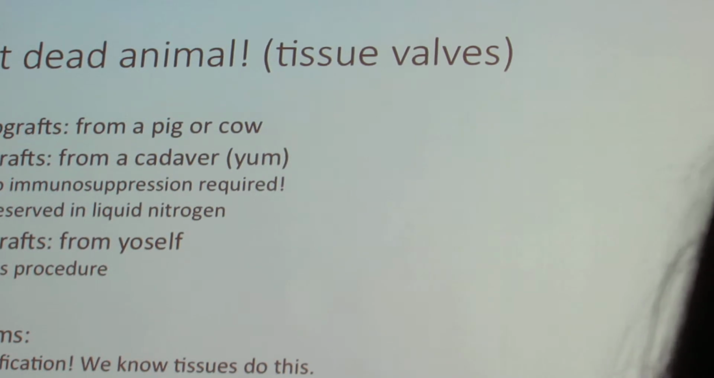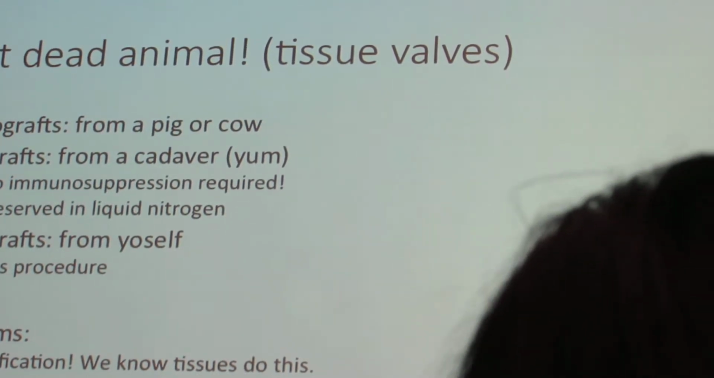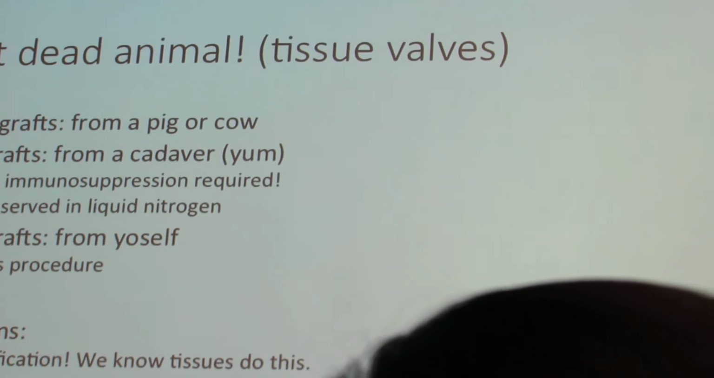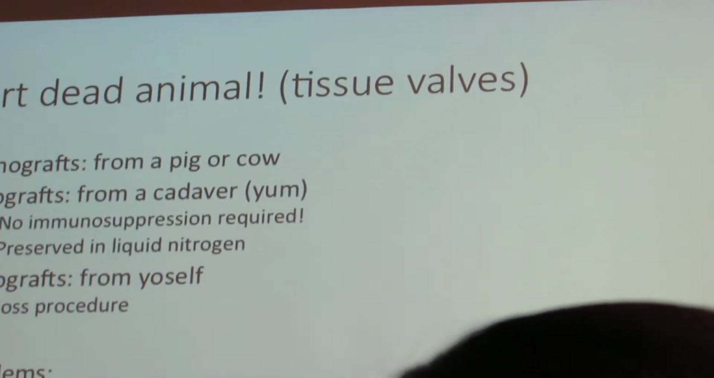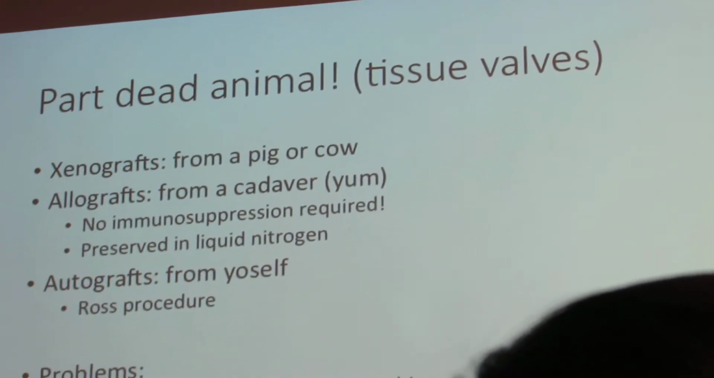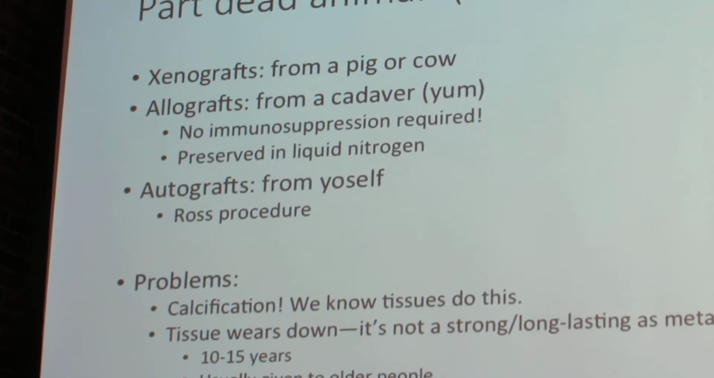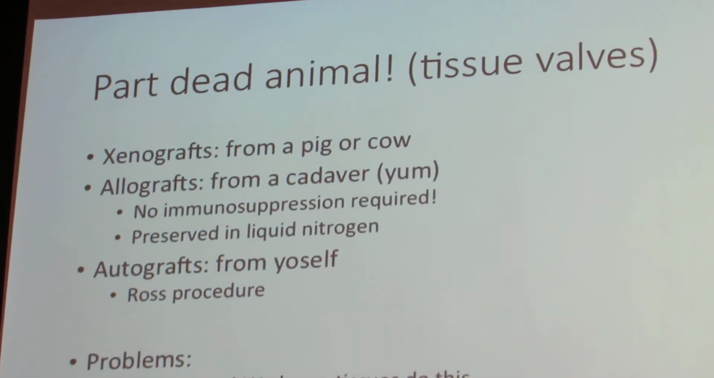So what problems? Calcification. Tissue, even if it's not your own, even if you put a pig valve in, you're still at risk for calcification, right? Because the cells in your body can decide they want to deposit calcium there from whatever signaling pathway, and that can happen with tissues. And then you're just back at stage 1.